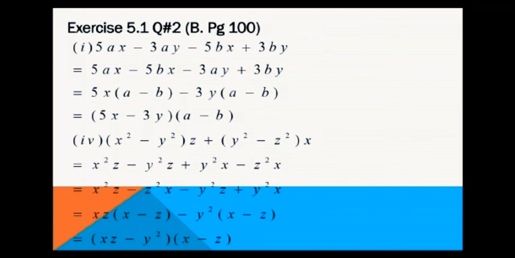X, Z is common between the first and second term, so x minus z will be in the bracket, and minus y square will be taken as a common, so x minus z will be inside the bracket. We have arranged it as x is a positive term so it comes first, and z is a negative term, so it will be at the second place. Basically we need the same expression, that's why we have arranged it. X minus z is a common term, and x z minus y square will be combined in one bracket. So this is a factorized form.